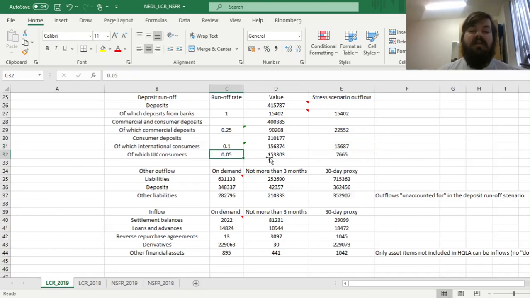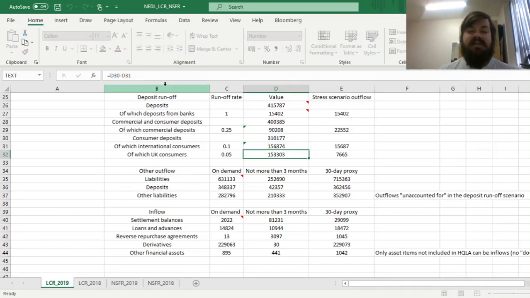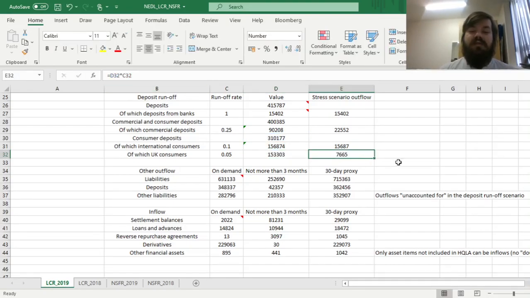And half of that, so 0.05 or 5% runoff rate, would be applied to the remaining domestic deposits by households, which would take roughly 8 billion pounds from our bank in the stress liquidity crunch scenario.